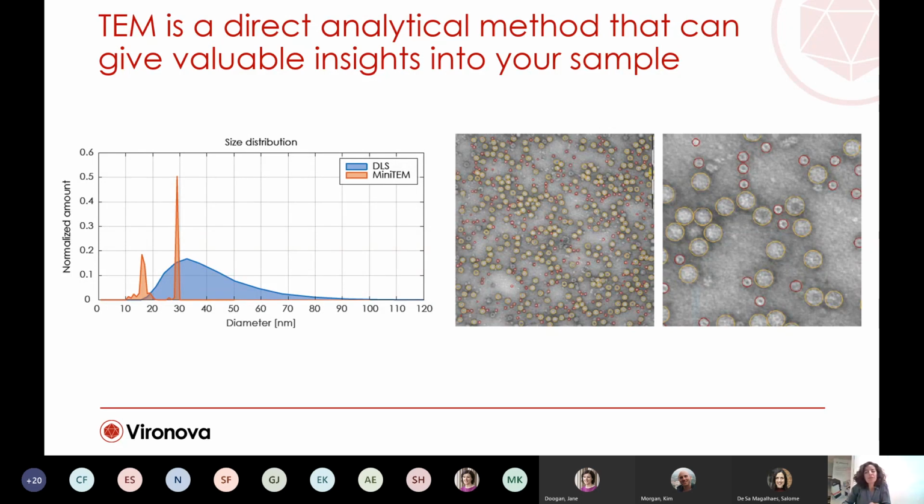But when we did the analysis with the MiniTEM, we could see that we had two different types of particles in our sample. So we could dissect this broad peak and see that it was actually composed of two different types of particles: our AAVs, which I mentioned, but it also had a host cell contaminant. In this case, it was proteasomes, which are about 14 nanometers. So just an example to show you what we can do. And these two images, one of them is a more magnified image of the one next to it.